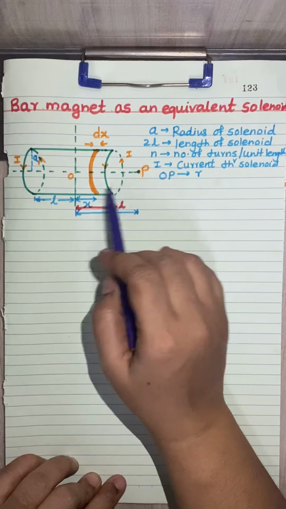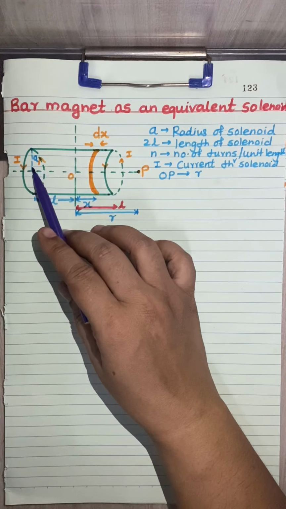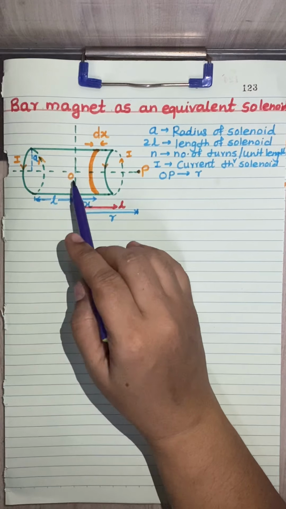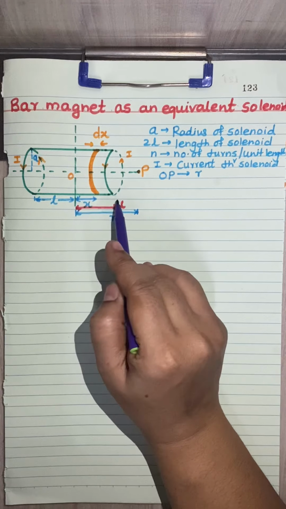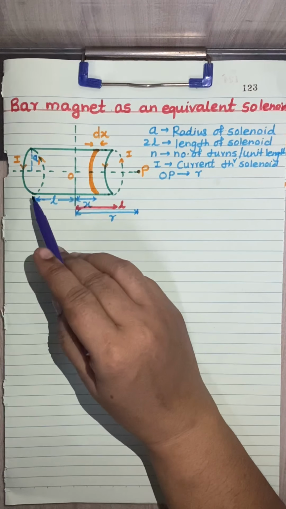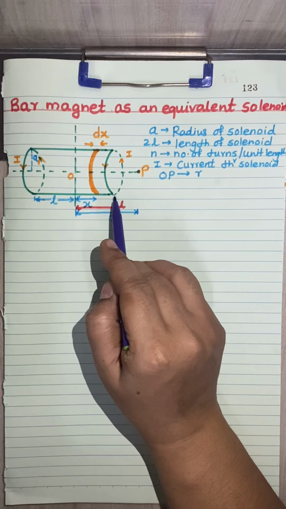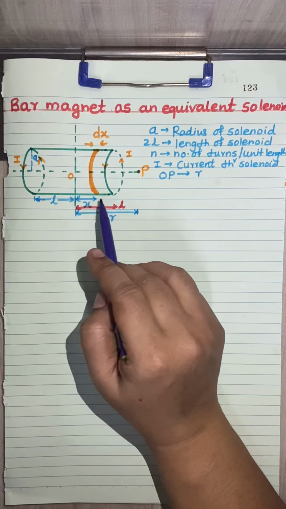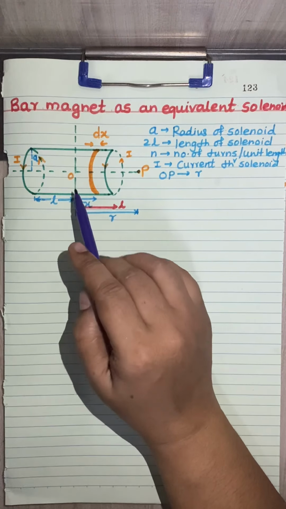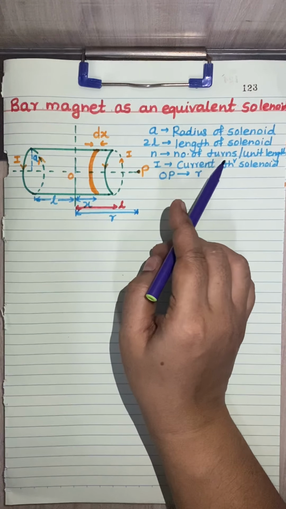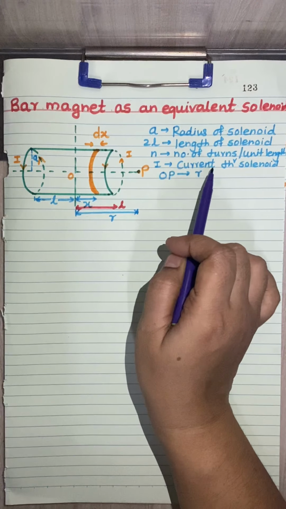So in this diagram, we can see that A is the radius of the solenoid. Now O is the center of the solenoid, and from the center we are going to measure the distances. From the center to this particular ring, the distance is L, and from the center O to the other side of the solenoid, the distance is also L. So together 2L is the length of the solenoid, and small n is the number of turns per unit length of the solenoid.